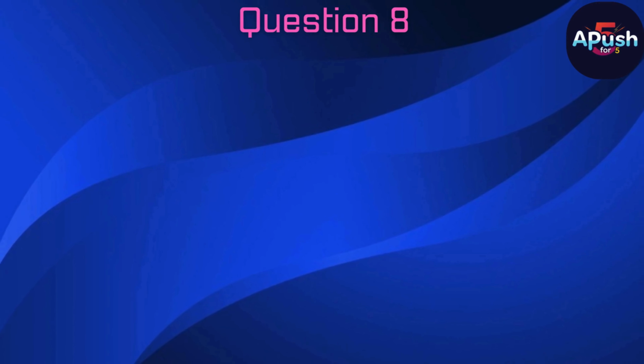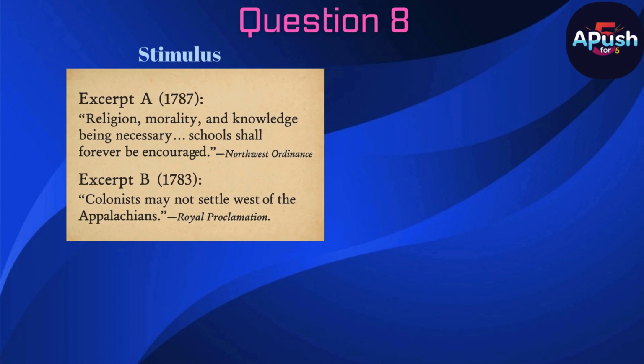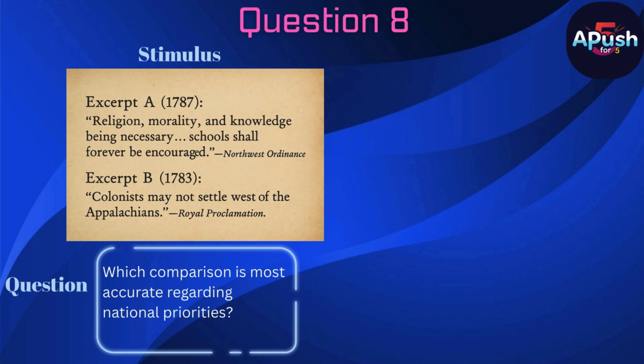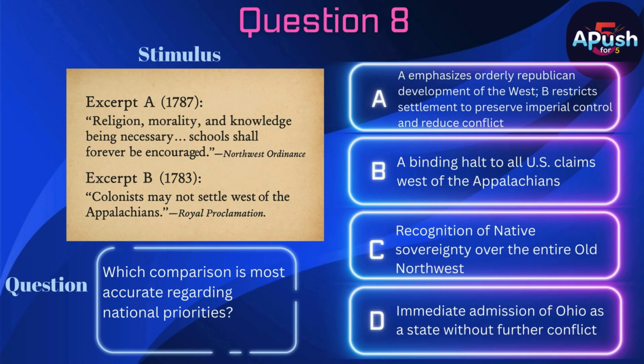Question 8. Stimulus. See excerpts. Question: which comparison is most accurate regarding national priorities? A. A emphasizes orderly Republican development of the West. B restricts settlement to preserve imperial control and reduce conflict. B. A binding halt to all U.S. claims west of the Appalachians. C. Recognition of native sovereignty over the entire Old Northwest. D. Immediate admission of Ohio as a state without further conflict.